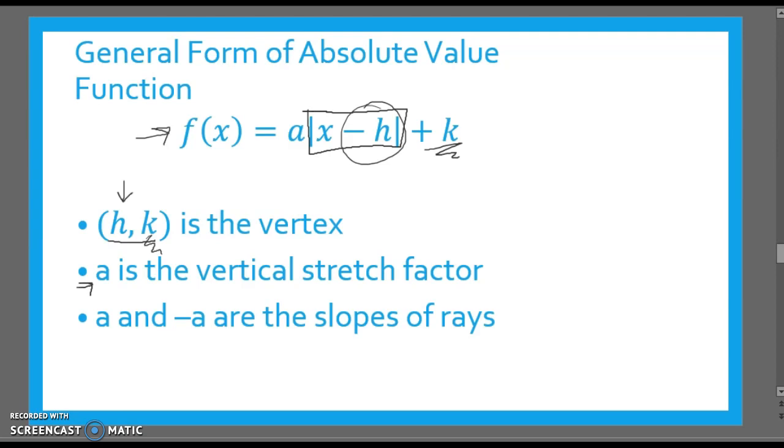a is your vertical stretch factor. So whatever number this is tells you what it's stretched by. And then a and -a are the slopes of the rays. So whatever number you have right here is also the slope. So we're going to talk about that some more.